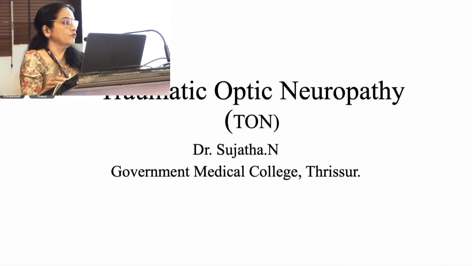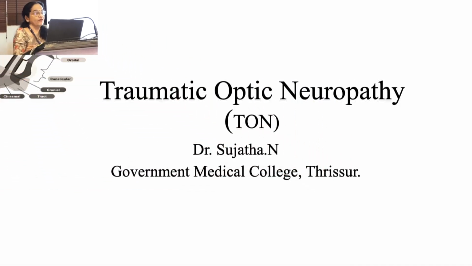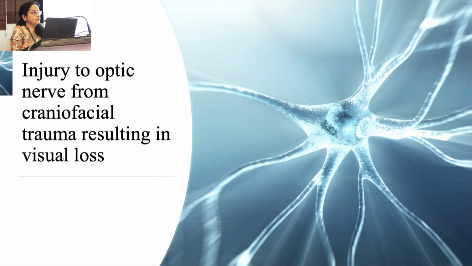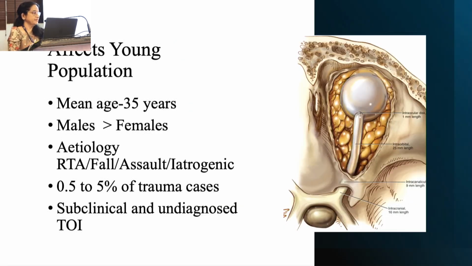A brief overview of our current understanding of this topic and where we can make some difference. As we all know, this condition is a vision threatening condition which affects the most active, economically contributing segment of our population. That is, young adults in their 20s and 30s are affected, males being more common, and road traffic accidents and falls are the contributing factors. They contribute about 0.5 to 5% of all trauma cases.